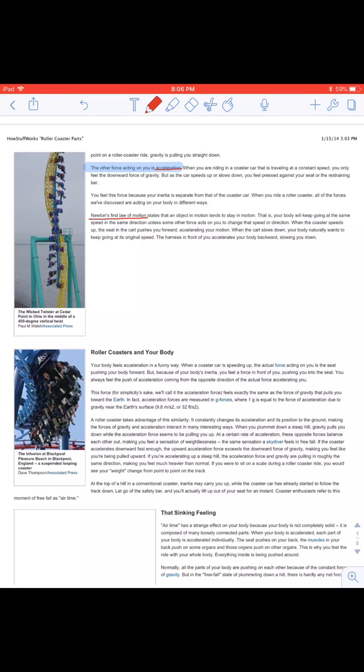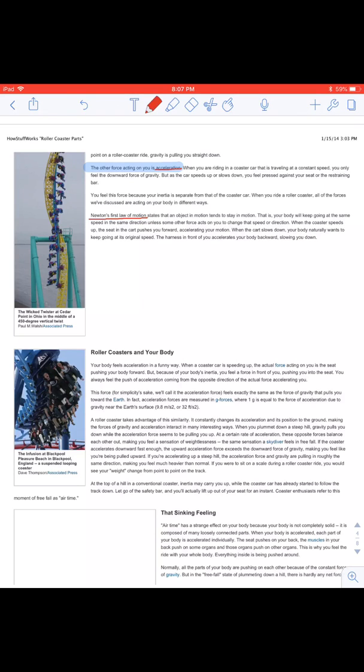Roller coasters and your body. Your body feels acceleration in a funny way. When a coaster car is speeding up, the actual force acting on you is the seat pushing your body forward. But because of your body's inertia, you feel a force in front of you pushing you into the seat. You always feel the push of acceleration coming from the opposite direction of the actual force accelerating you.